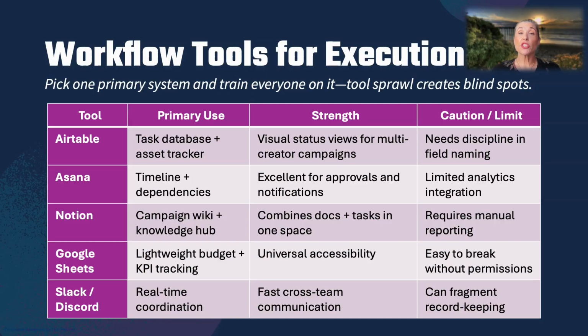Next is communication and asset hubs: real-time coordination, feedback, and document management. This supports fast cross-team communication while preventing fragmentation of record keeping. The real power of these systems is the live view dashboard. Disconnected data erodes trust faster than bad results. So the ultimate goal is data centralization.